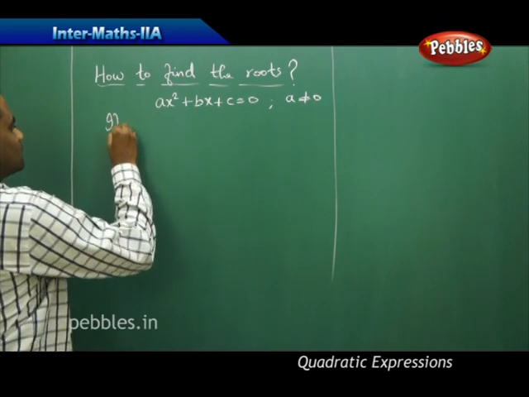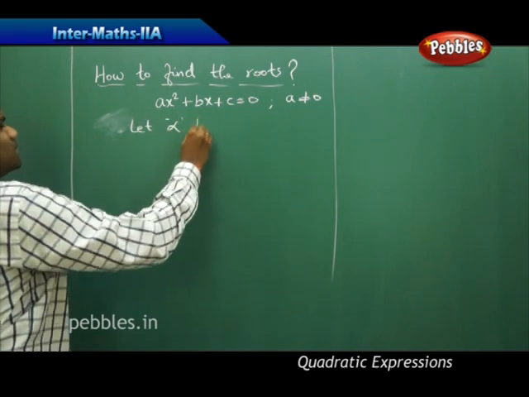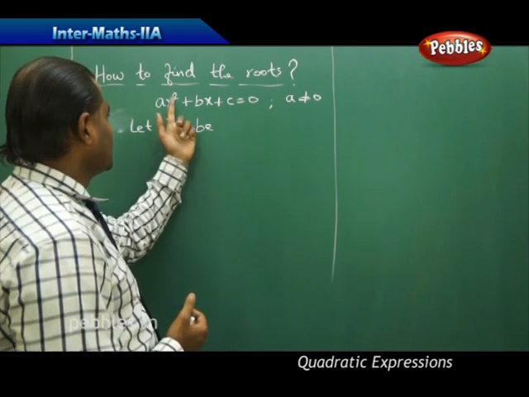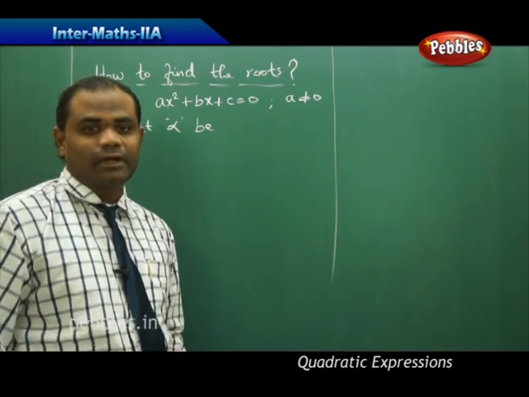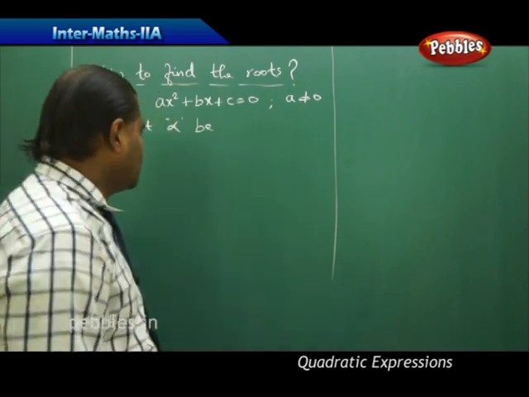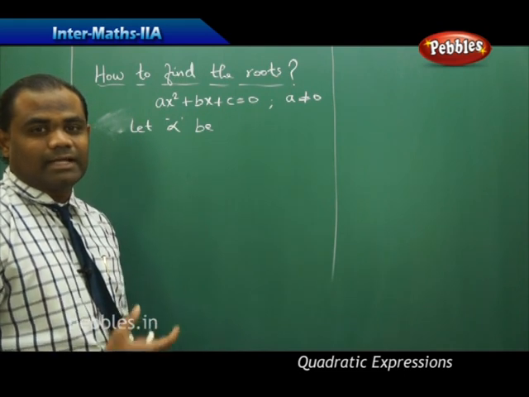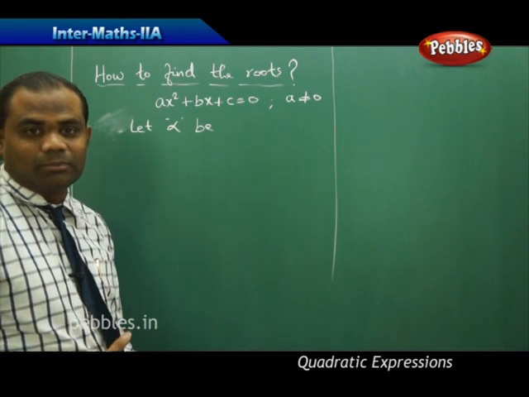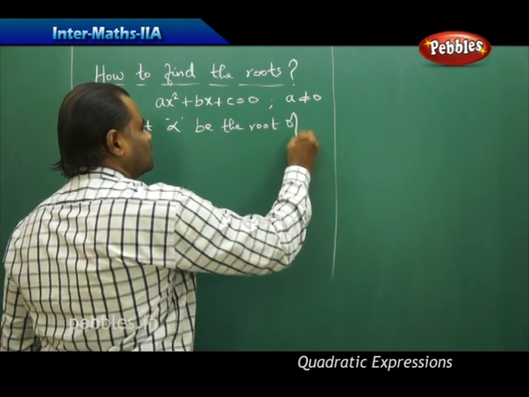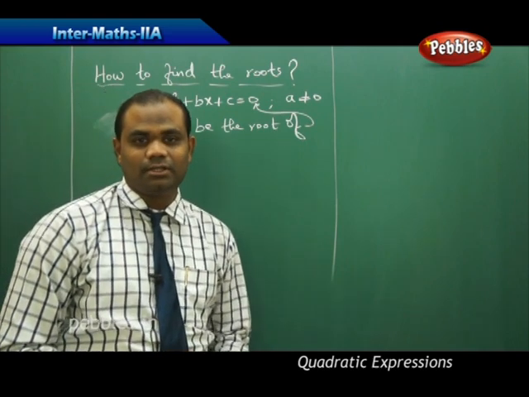Say, let alpha be one of the roots. Now this quadratic equation has two roots because the highest power is 2, so we need to identify two roots which are possible through the given quadratic equation. So I'll take one of the roots as alpha, then I would like to find what exactly alpha would be in its derived formula. So let alpha be the root of the given quadratic equation ax squared plus bx plus c equal to 0.